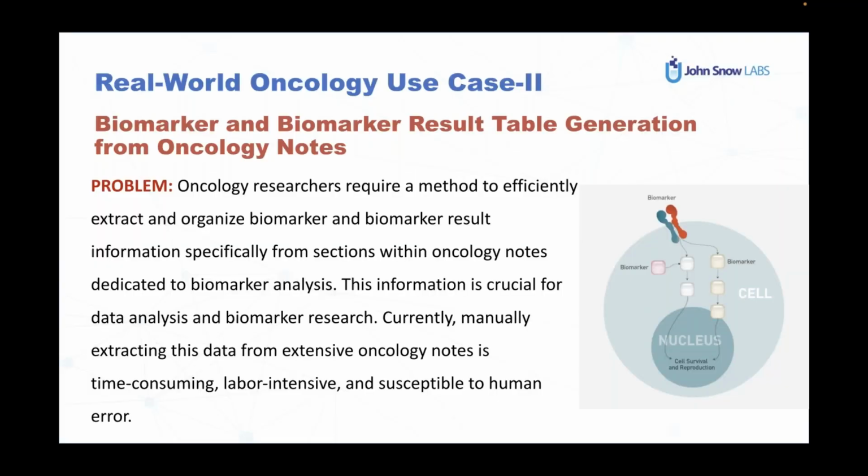In the second use case, we will cover biomarker models. If you are working with oncology researchers and they need to extract the biomarker and biomarker results from the unstructured data and want to create tabular data with them, but they want to extract just the biomarker and biomarker result entities from specific sections in the clinical notes, how can we do that? Okay, we will show an example here in this session.